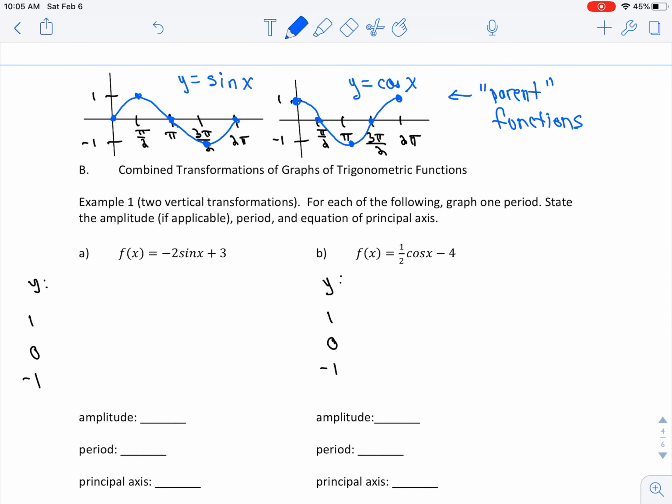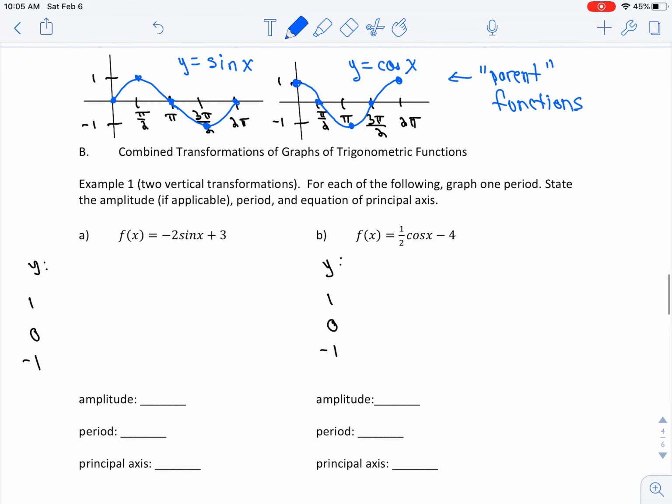And again, I got through some of these in some of the classes, but you might want to watch them again also. So this first set of problems, this first example, we are going to be combining transformations, and specifically combining 2 verticals and then 2 horizontals. And then at the end, we'll put them all together. So the first example is if we have 2 vertical transformations.